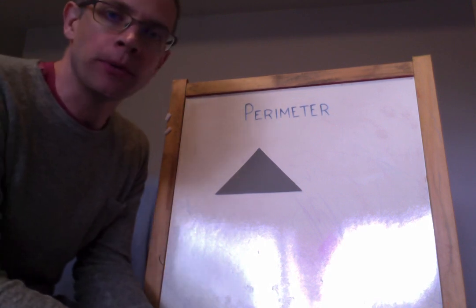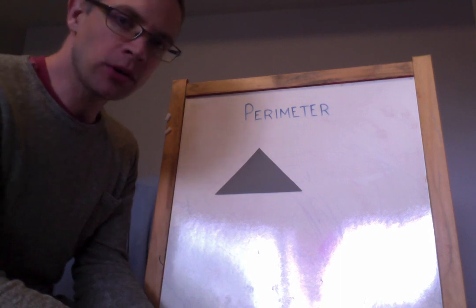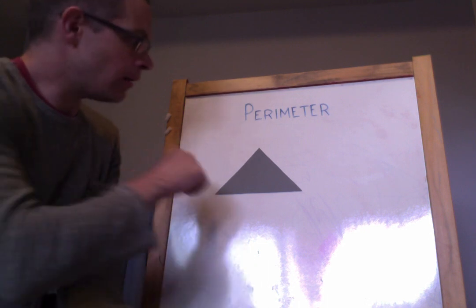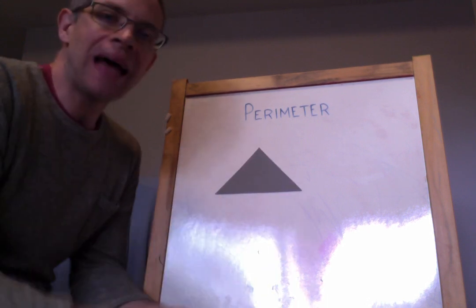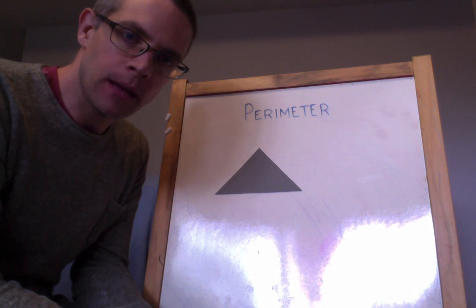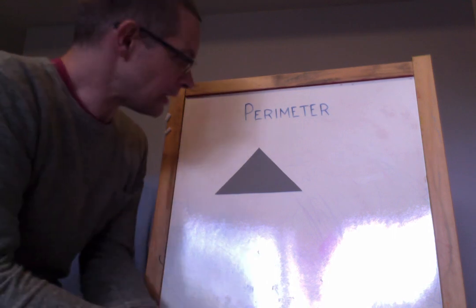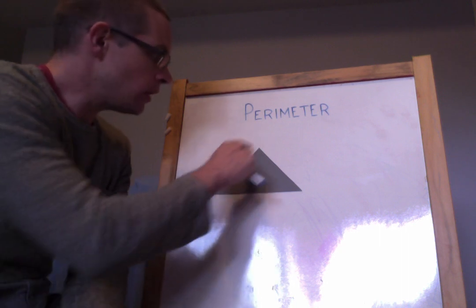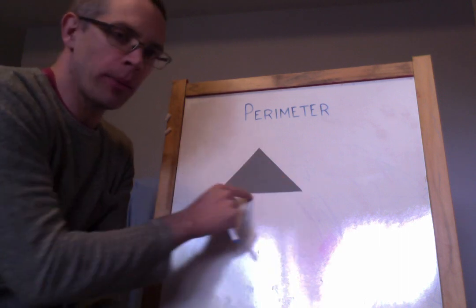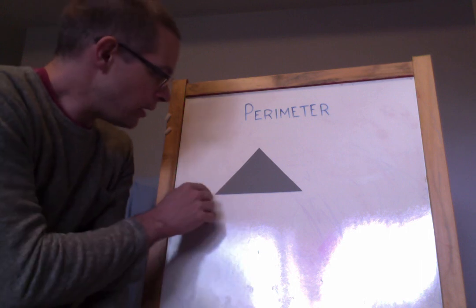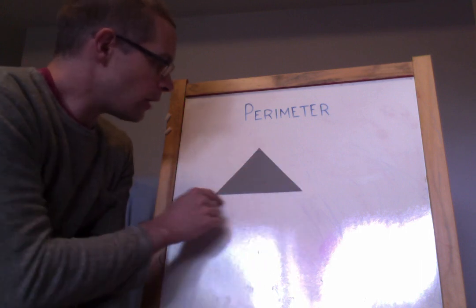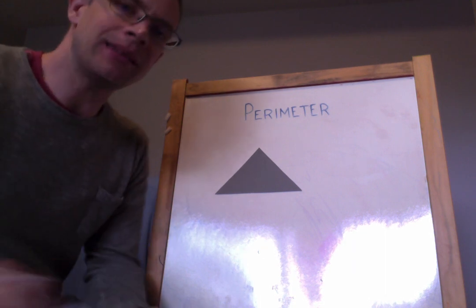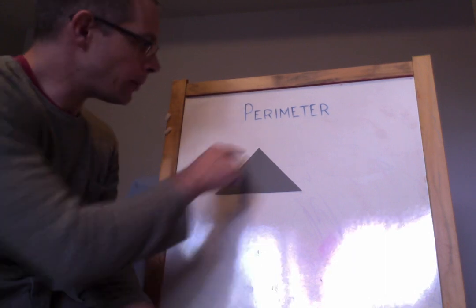We're going to talk about perimeter. Perimeter is the distance or the length of the outside of a shape. We can talk about the lengths of the different sides of the shape. The perimeter is the total distance all around. If this is a building, for example, and I walk all the way around, I've walked around the perimeter of the building.